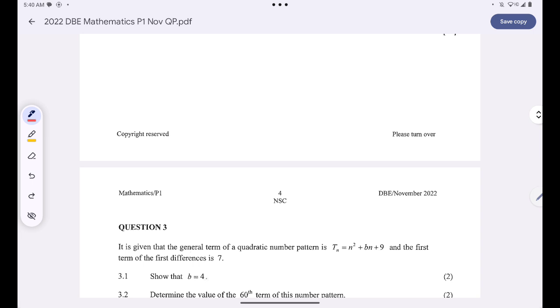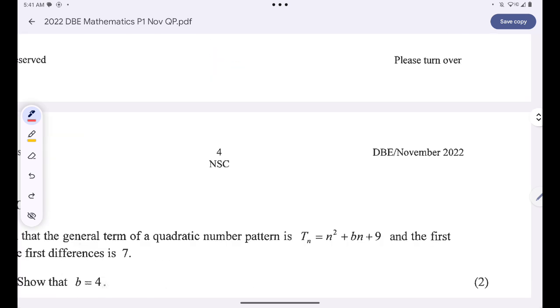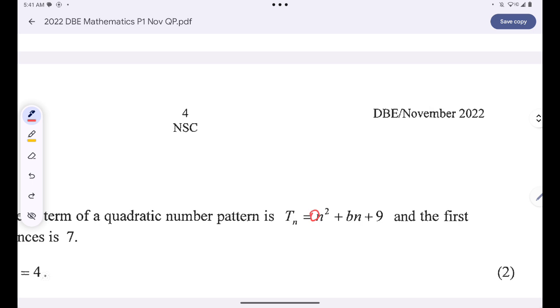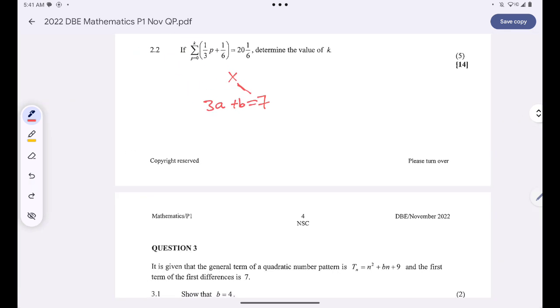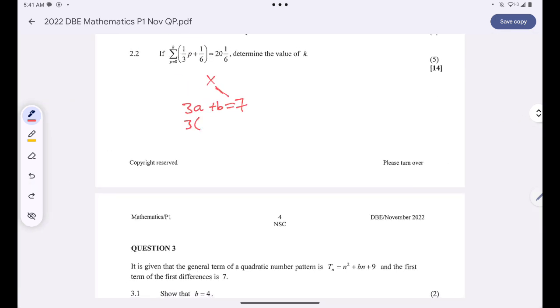So if you have a sequence like this, guys, we have x over here. That means the first term of the first difference is 7. Remember that for us to get to b, we simply say 3a plus b is equal to 7, right? But we are given the value of a. The value of a is just positive 1. So we'll just simply say 3 times 1 plus b is 7, then b is equal to 4.